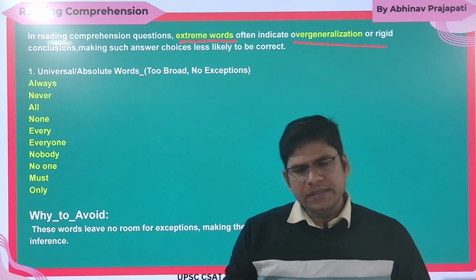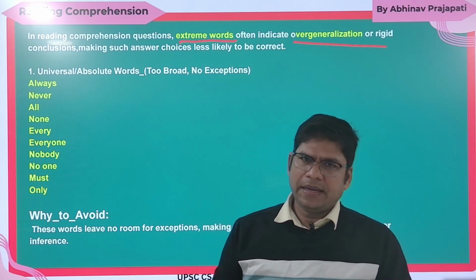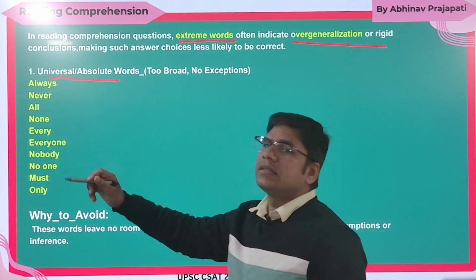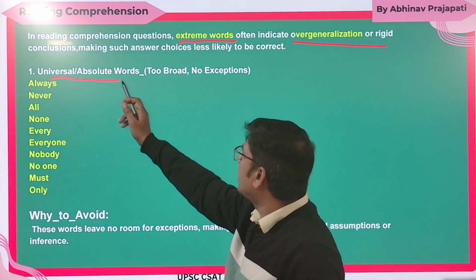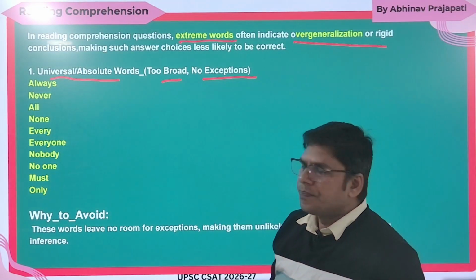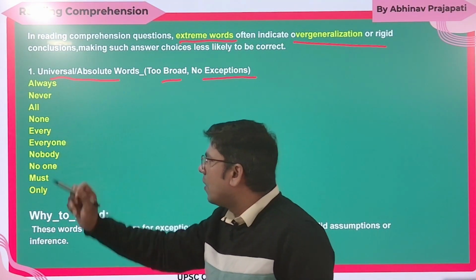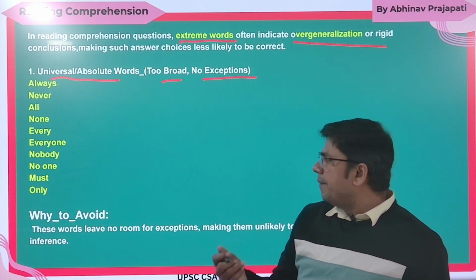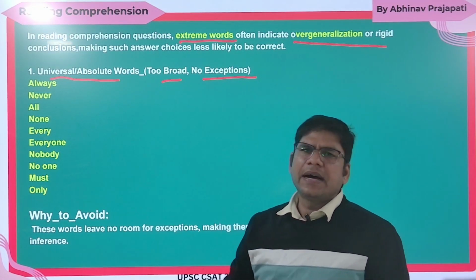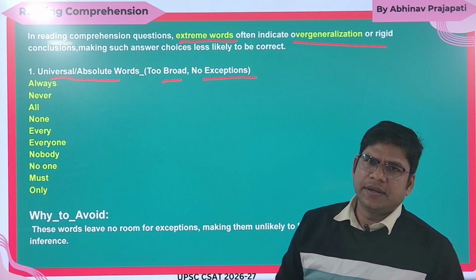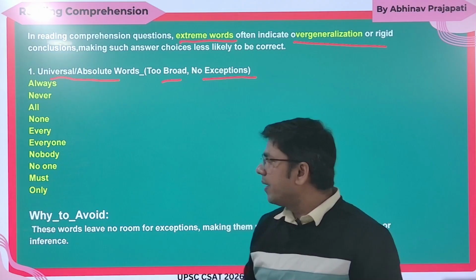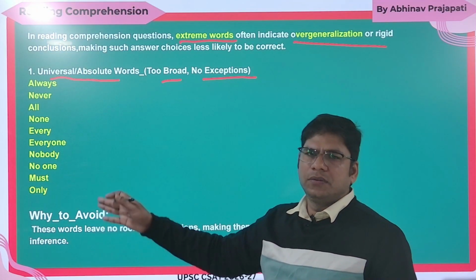Always they use moderate language. Okay, so the absolute or universal, which types of word are there? Absolute or universal words are too broad; there is no exception. Always, never, all, none, every, everybody, nobody, must, only. These are the compulsive words, the extreme words. So we should avoid those options consisting of these words.